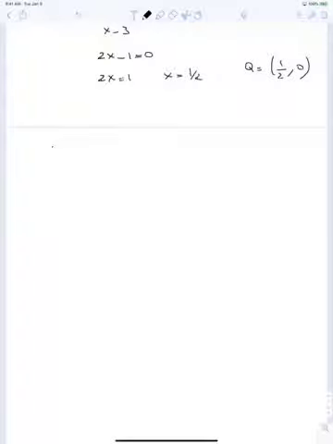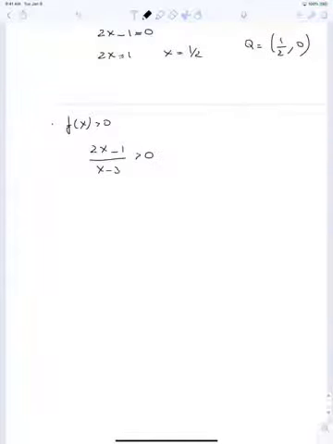Now we want to study when the function is positive or negative. So f of x greater than 0. So what we have to study is 2x minus 1 divided by x minus 3 greater than 0. Now we're going to do numerator and denominator. So here we want to study the numerator greater than 0.